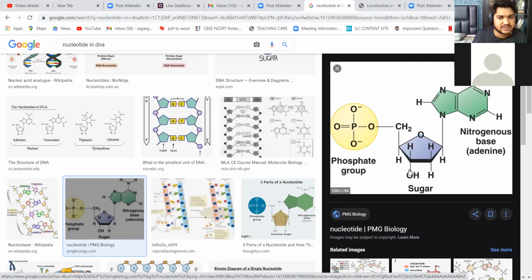And why 3? Because at the 3 there is a bonding to another nucleotide at the downward side. One nucleotide can be attached to another nucleotide by carbon number 3, which should be there. Okay, any doubt in this? These structures are very, very important actually, so just make them in your copy.